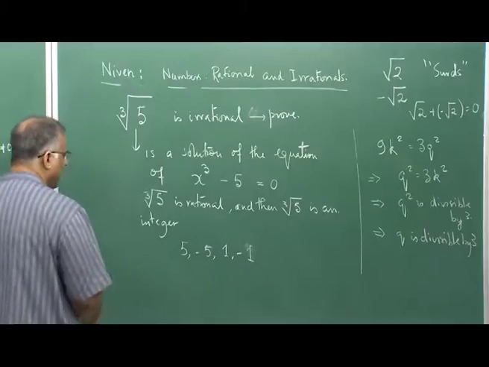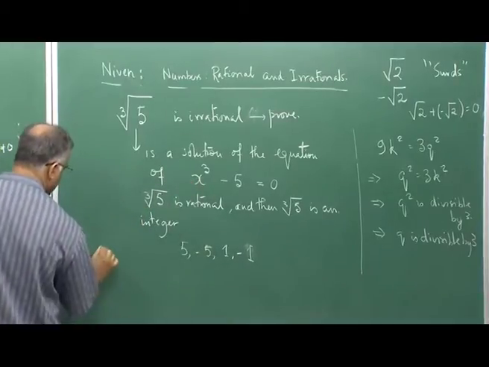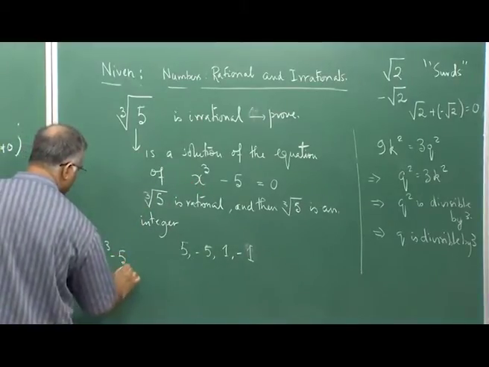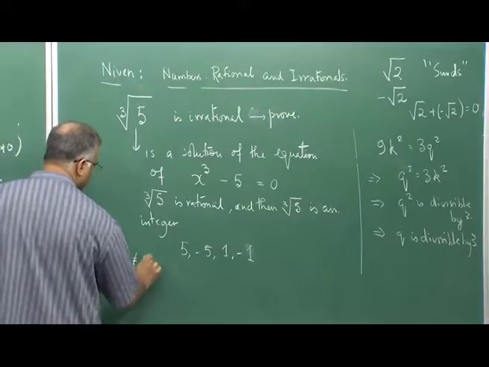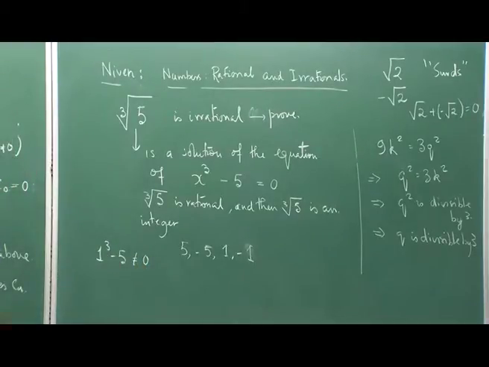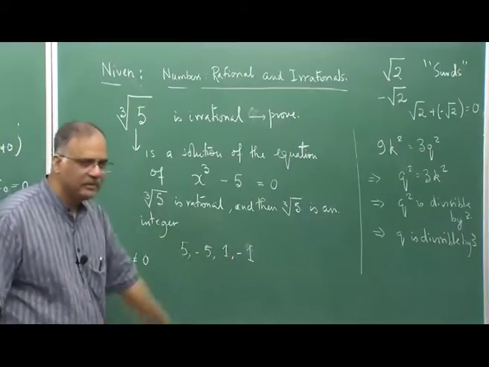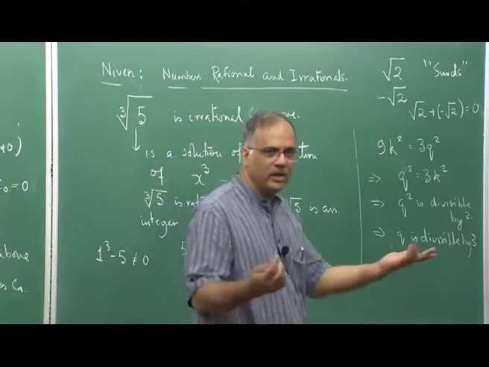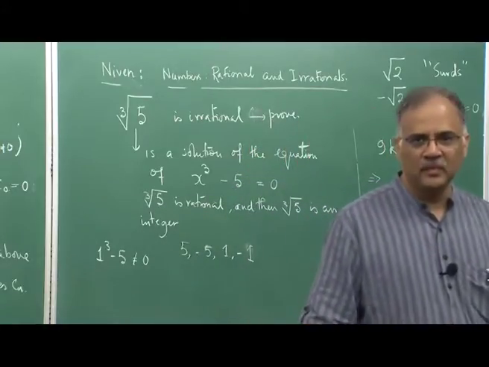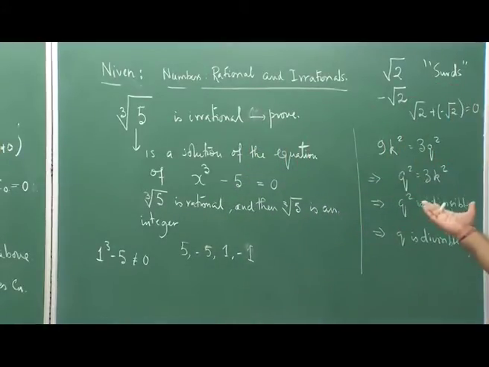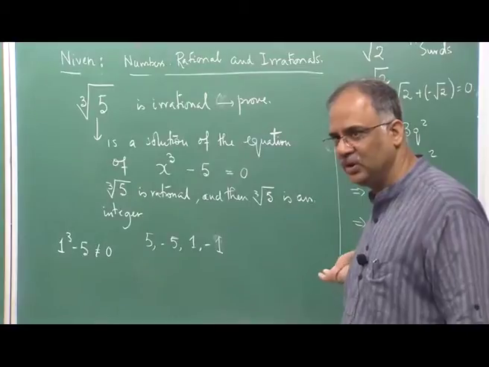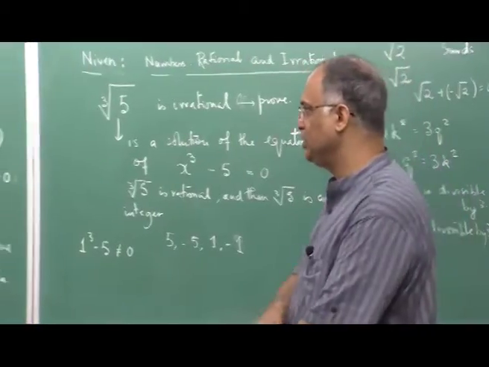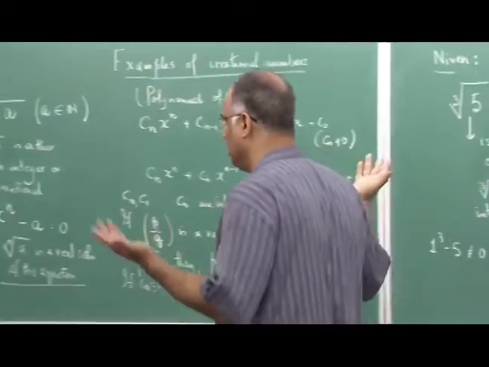So now I put x as, say, 1. 1 cube minus 5 is obviously not 0, it is minus 4. Similarly, you will look at each and every candidate solution. If you put x as 5 or minus 5, 1 and minus 1, you will not get 0. So the cube root of 5 cannot be a rational number. You see how the theory of equations is linked to finding the rationality or irrationality of numbers of this form.